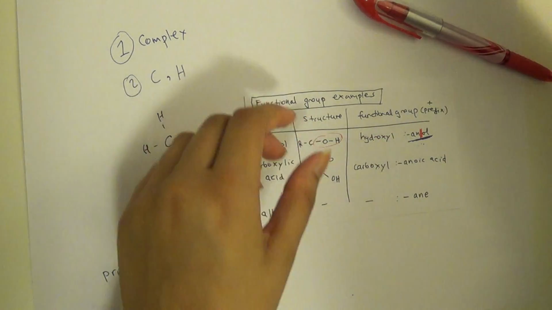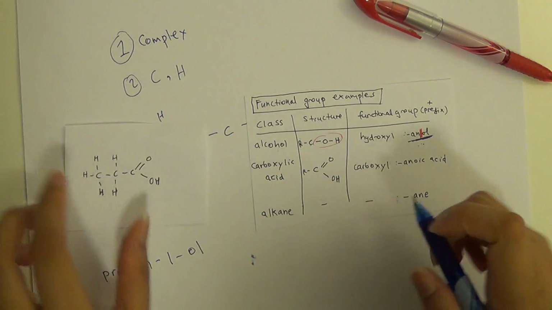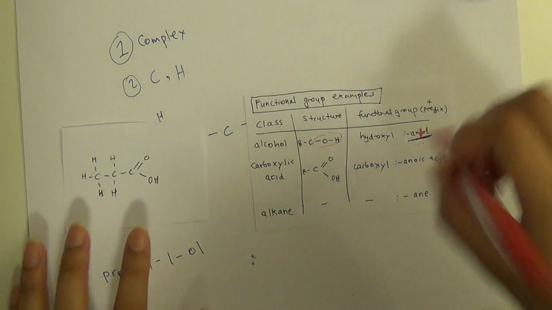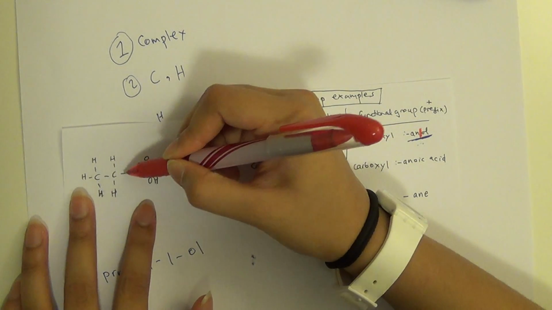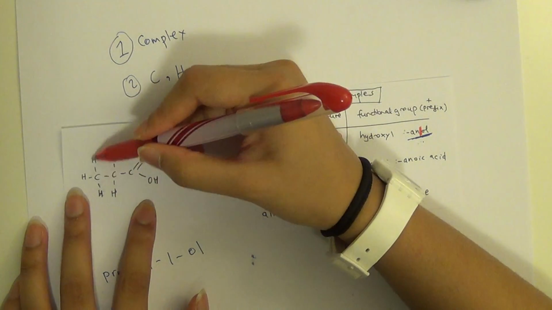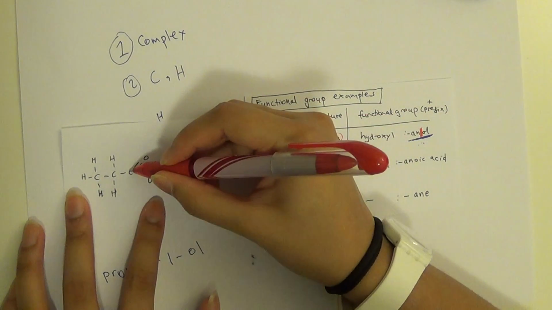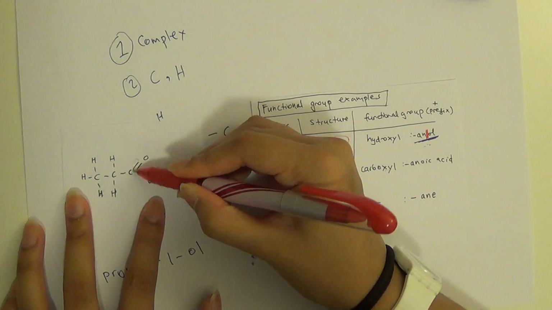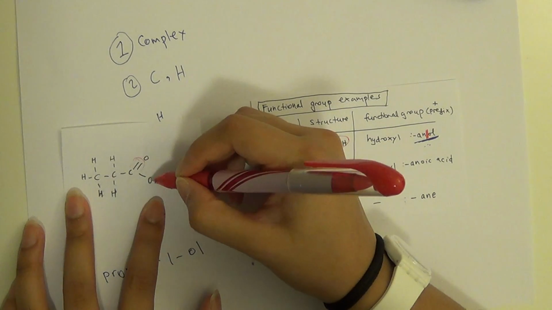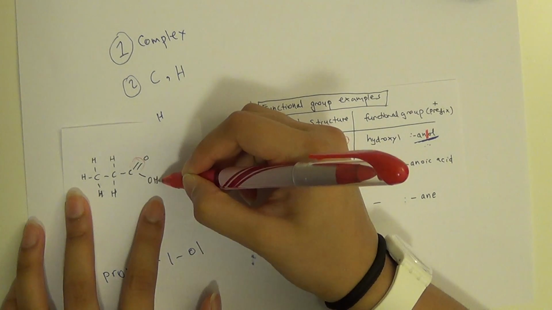Let's do another example. Here, I've got a different functional group. So we have C to C single bonds here. We have C to H single bonds here. But here we have something different. So here you have a carbon, which is double bonded to an oxygen, and then single bonded to an oxygen bonded to a hydrogen.